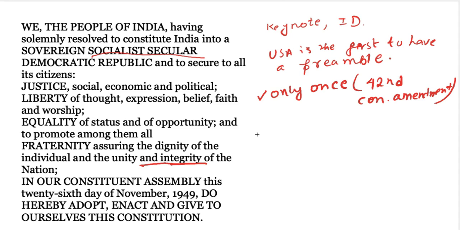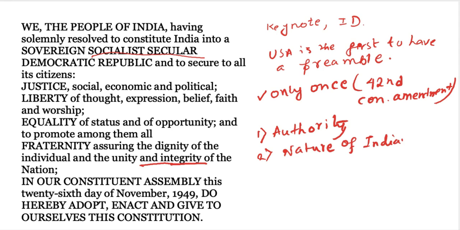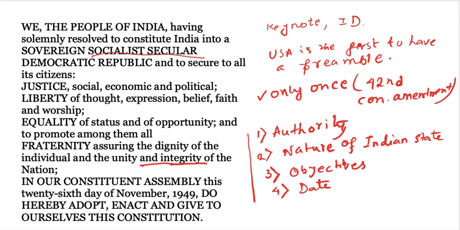If you look at the preamble, you will see the preamble can be imagined to be composed of four parts. One is the source of authority of the constitution. Second is the nature of the Indian state. Third is the objectives of the constitution, and fourth is the date of adoption. We will discuss these things in detail one by one.